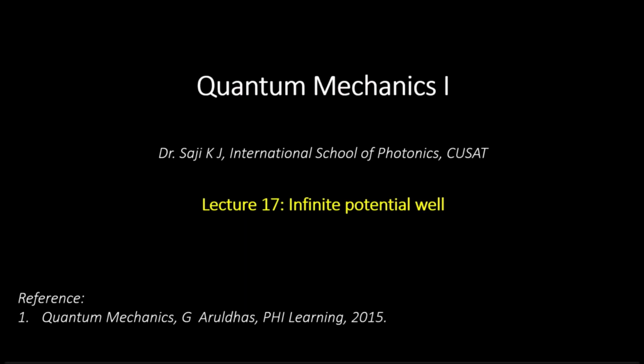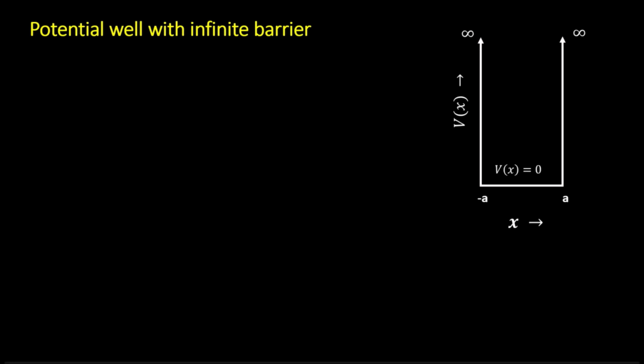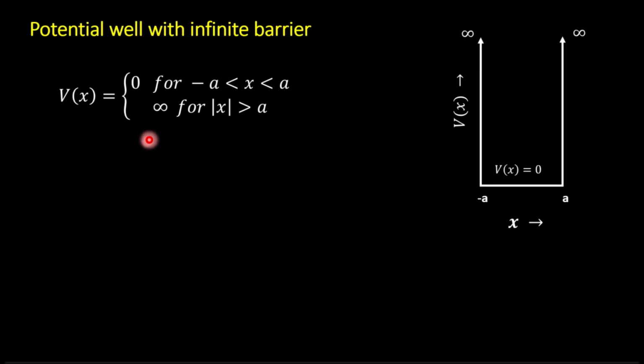Today we are going to consider another simple problem in quantum mechanics, the infinite potential well. Consider a particle of mass m moving inside a potential well defined by this potential. The potential is 0 in the range minus a to plus a, and it is infinite at the boundary, that is at x equal to minus a or at x equal to plus a. The width of the potential well is given by 2a.